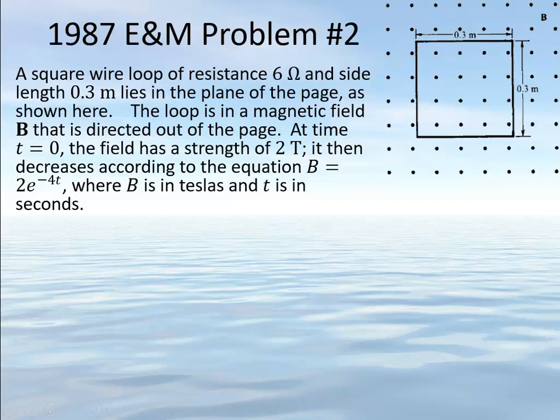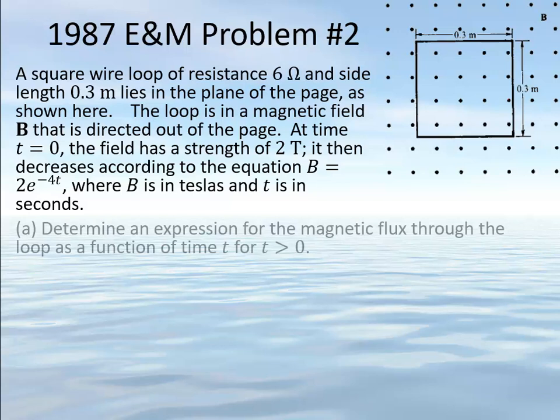In this video, we're going to go over the solution to problem number 2 from the 1987 Electricity and Magnetism AP exam. So here we have a square loop of wire with a given resistance in the plane of the page, and notice that there's a magnetic field pointing out of the page, that is, toward the viewer, and at time 0 the field strength is 2 Tesla, and then it decreases as an exponential decay.